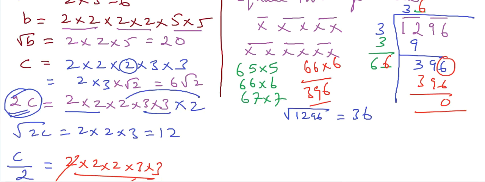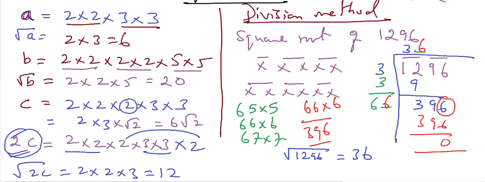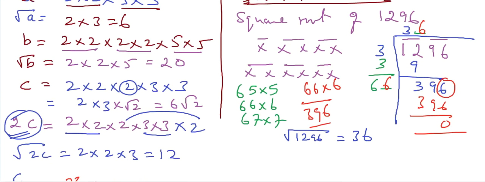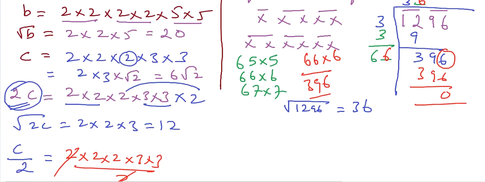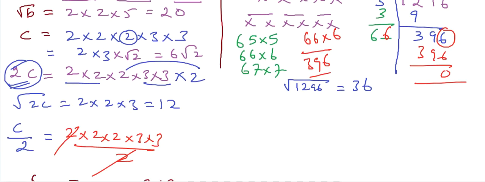Using this method we can find the square root of any number, whether it's a square number or not. Even to find the square root of decimal numbers, we can use this method. For example, instead of 1296, suppose it's 12.96.